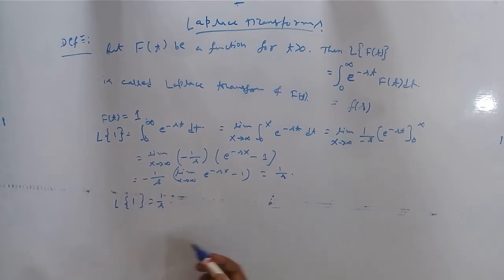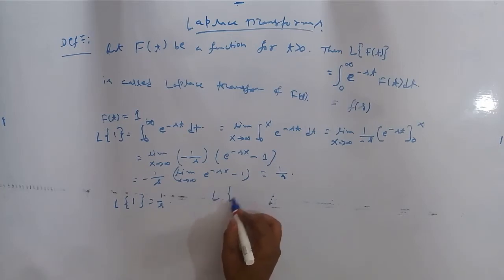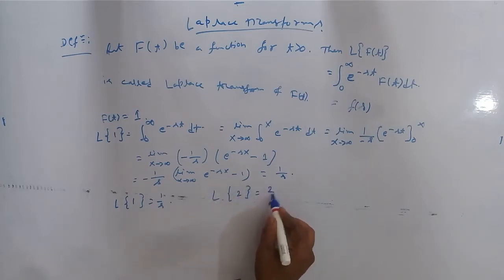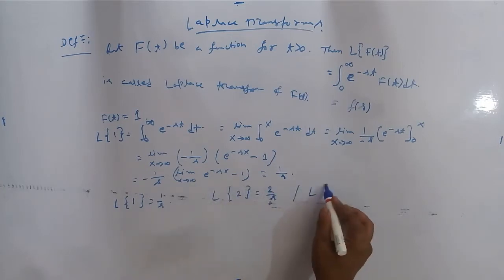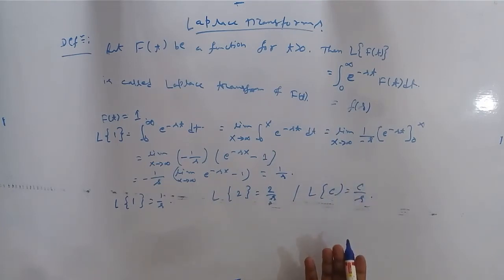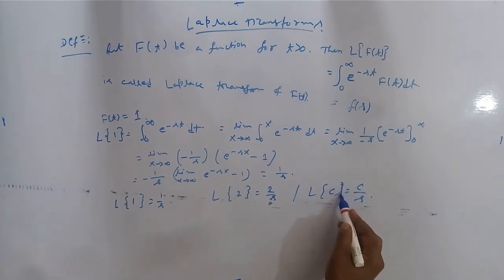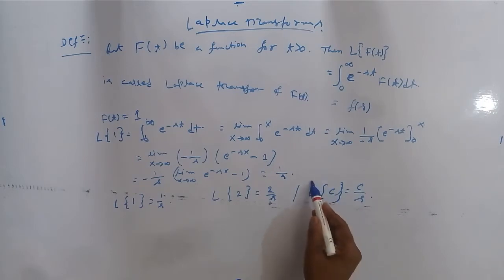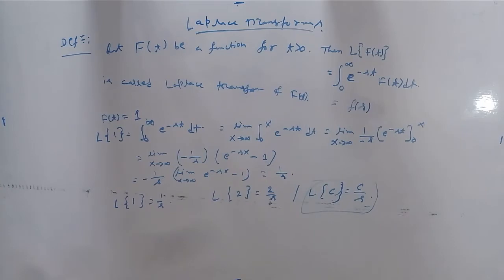So if L of 1 is 1 by s, then L of 2 will be 2 by s, that is, L of c will be c by s. This is a property, I will discuss it later. L of any arbitrary constant c will be c by s. So you have to remember it.